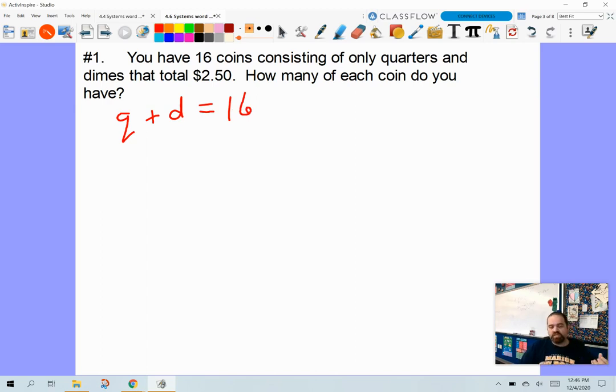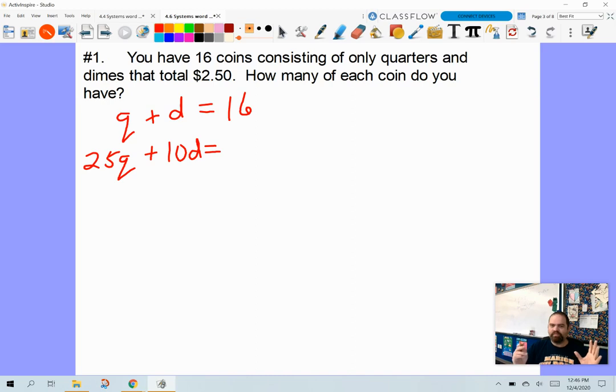My second equation is where I pull these numbers out of my head. What is a quarter worth? A quarter is worth 25 cents, so I'm going to use that as a multiplier. A dime is worth 10 cents, so I'm going to use that as a multiplier. Now here's the only little catch, the only gotcha on these. When you set these up, you notice how I didn't set that up as 0.25 for a quarter or 0.10 for a dime. Well, since I pulled those decimals out of that, I need to remove the decimal from my dollar amount too. So instead of this being worth $2.50, it's going to be worth 250 cents.